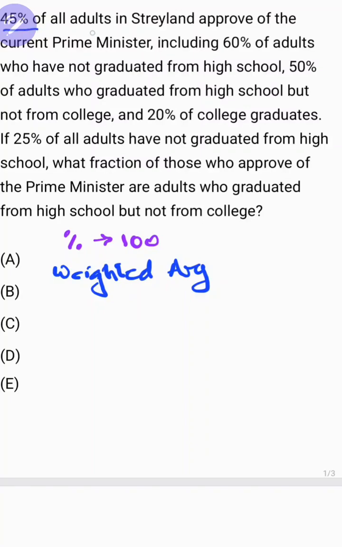Here we have 45% of all adults in Sri Lanka approve of the current Prime Minister. So this basically means if the total strength is 100, we are talking of 45 of them approve. Thereafter, they are distributed into 3 categories as per their education. Let's take not graduated from high school as N. So there are 60 of them. We take who have graduated from high school as H, and there are 50 of them. And we take the remaining, which are college graduates, as C, and there are 20 of them.